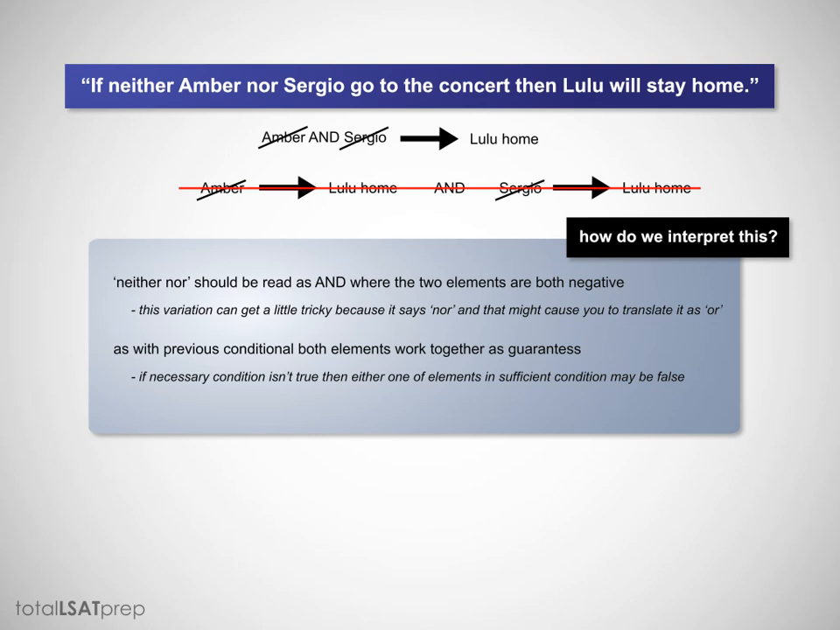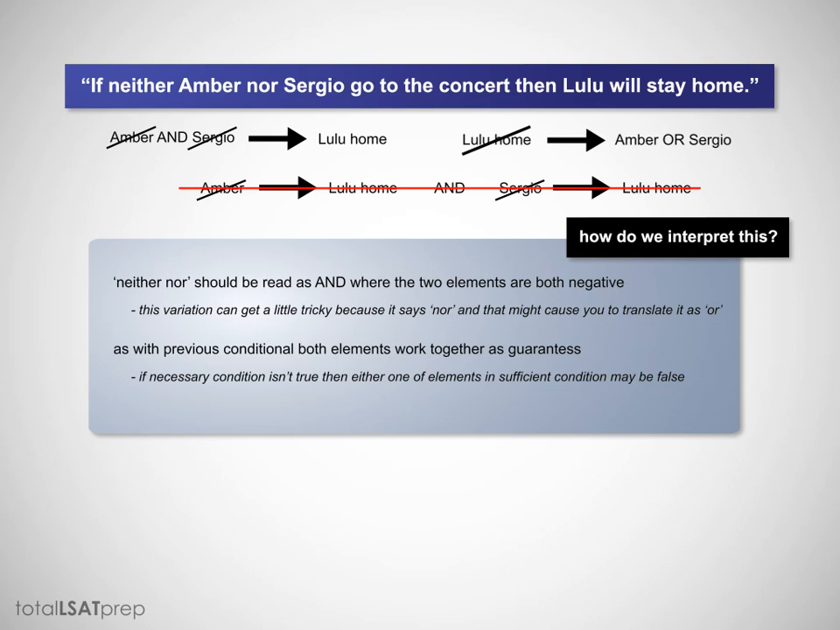And likewise, as we mentioned in the previous one, in the contrapositive, since we're switching and negating, we're making not Amber and not Sergio into the necessary condition, we switch the and into or, so that if Lulu is not home, then either Amber or Sergio went to the concert.